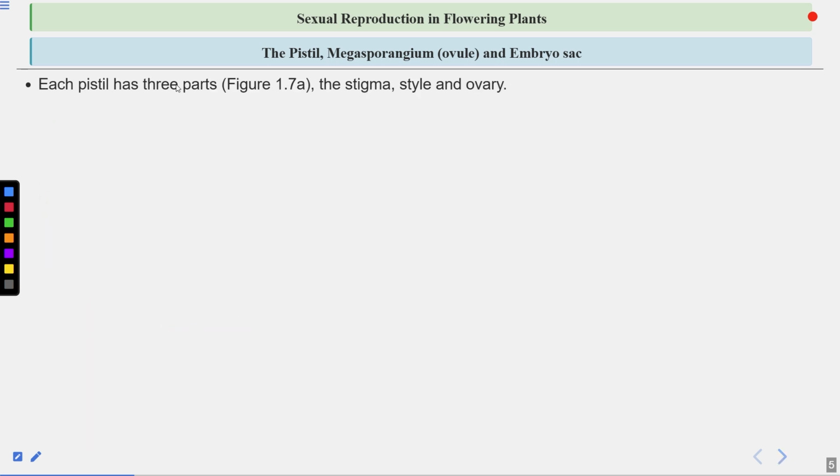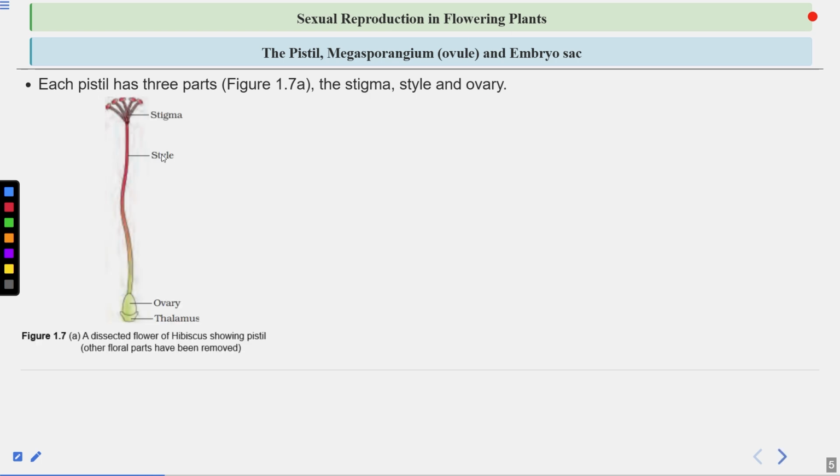Now, each pistil has three parts. When you see a single pistil, you can see three distinct parts. The first part is the stigma, the topmost part. Then the style, a stalk-like structure that joins the stigma with the lowest part, the oval bulbous part called the ovary. So there are three distinct parts in each pistil: stigma, style, and ovary.